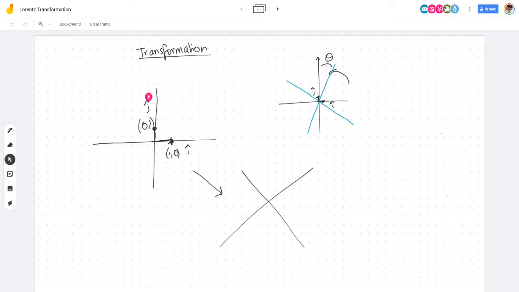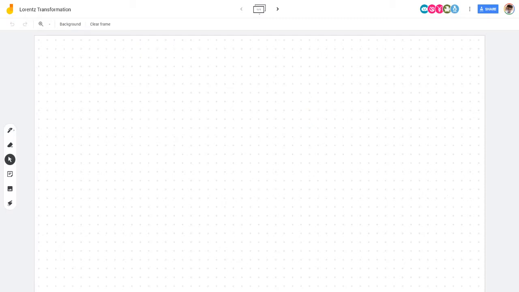All a matrix does is tell me where on my new coordinate system i hat and j hat land. So if I was going from this to the blue one, you can see, let me make it bigger. Can everyone see what I'm drawing? Yeah.